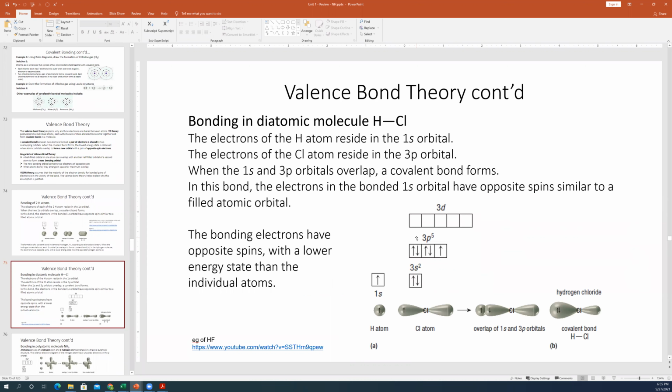So let's look at another example. Instead of 2 hydrogens, now we're going to have a hydrogen and a chlorine atom. Hydrogen, again, would have 1 electron in its 1s orbital, and chlorine would have 1, 2, 3, 4, 5, 6, 7. And the 7 are distributed like so.